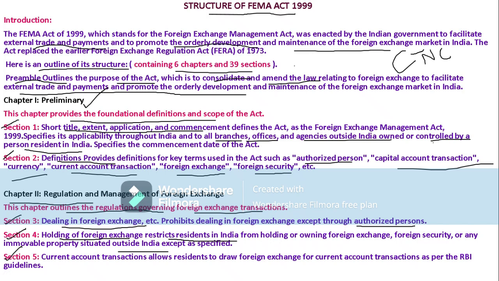If we see section 5, what does section 5 say? Section 5 says about the current account transactions, that is, how current account transactions are made. Any person may sell or draw foreign exchange to or from an authorized person if such sale or draw is a current transaction. It has however been provided that the central government, in public interest and in consultation with the Reserve Bank, can impose reasonable restrictions for current transactions as may be prescribed. So it allows residents to draw foreign exchange for current transactions as per the RBI guidelines. It depends upon the RBI guidelines.